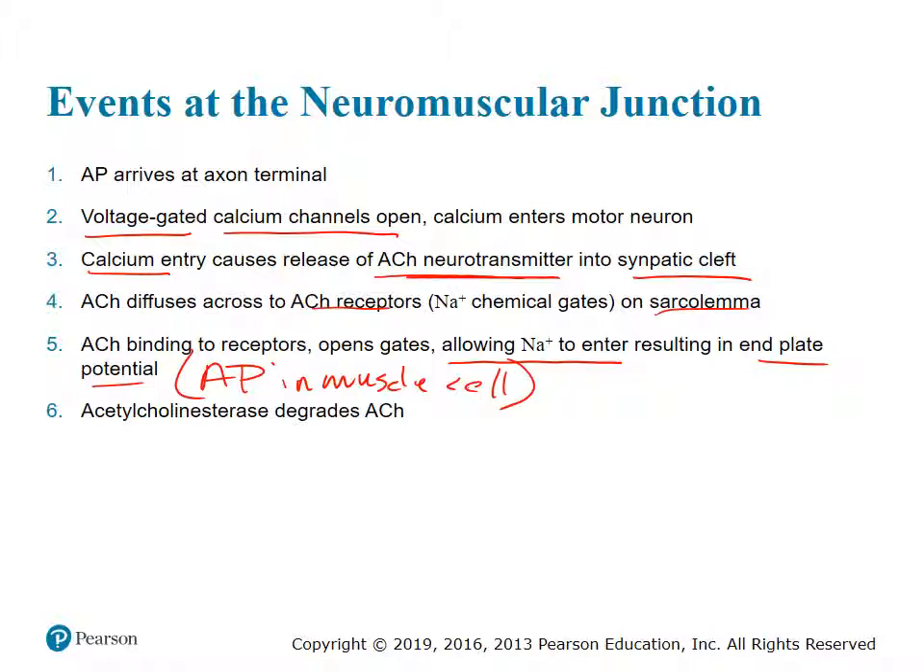Now, number 6 talks about an enzyme that gets released when acetylcholine binds to the receptor. We call that acetylcholinesterase. ACE means enzyme. And what this enzyme does is it breaks down acetylcholine.